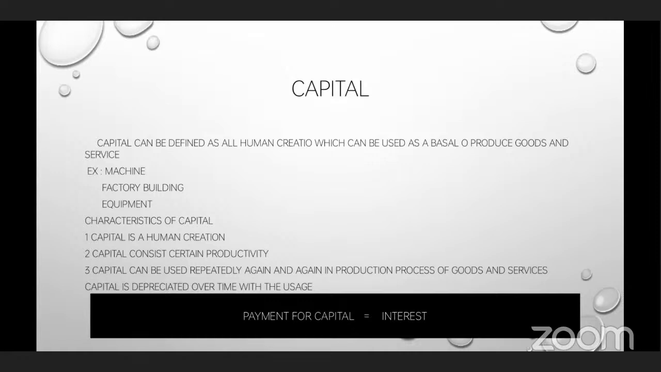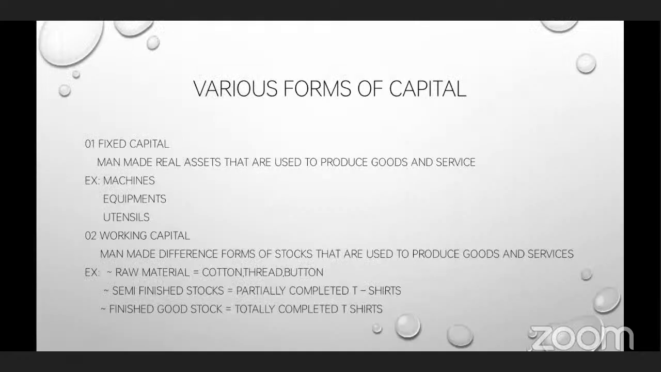Okay, there are various forms of capital. We'll see what are the various forms of capital. First one is fixed capital. We'll see what fixed capital is. Man-made real assets that are used to produce goods and services. All the assets with non-material nature. Examples: machines, equipment, factory buildings, utensils. So those are fixed capital.